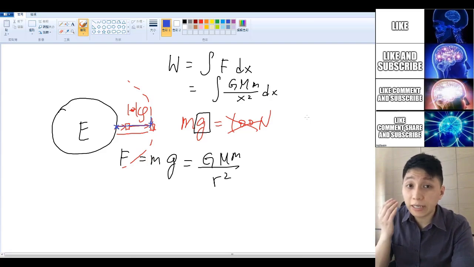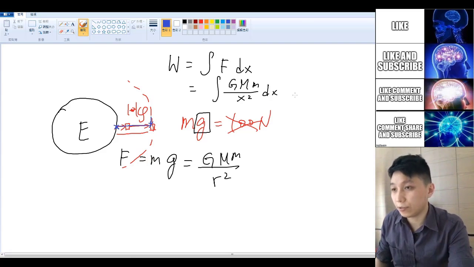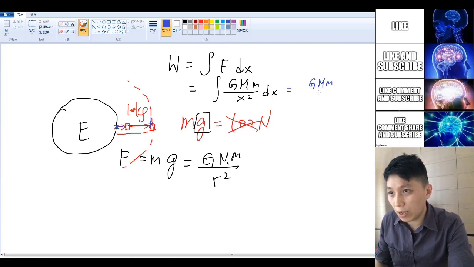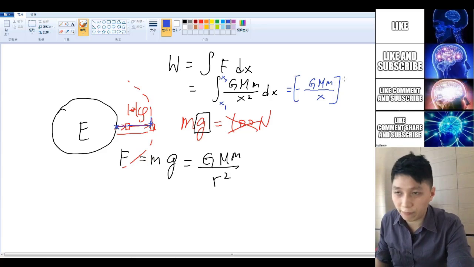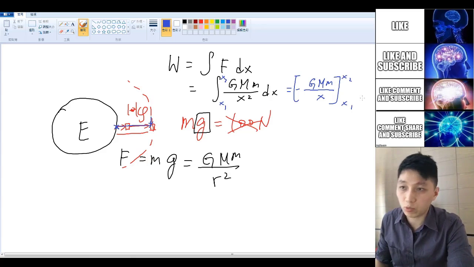And by using the integration you learned from maths, you should know the expression that you get should be G big M small m over x, with a negative. Then you have a distance which depends, if you have x2 and x1, then you have to substitute x2 and x1 like this.